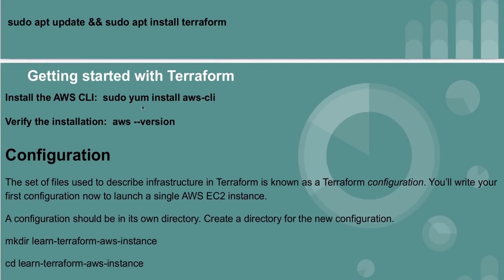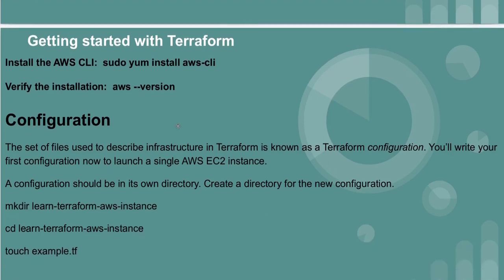We have to install the AWS CLI. How can we install the AWS CLI? We have to run sudo yum install awscli. This is for Linux. If you have Ubuntu, then you can run sudo apt-get install awscli. Then after that we can check the version using aws --version.